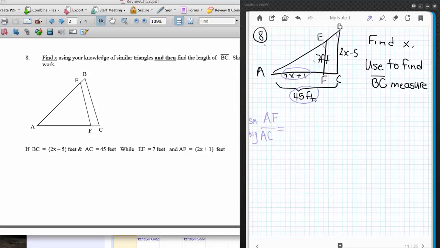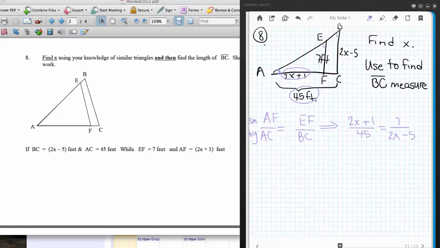Now also, these two sides over here share an angle, so this angle here shows me that these two are proportional. So the small triangle is EF, and the larger triangle is BC. So those are my proportionalities. So this is going to lead to 2x plus 1 over 45 is to 7, the EF, is to 2x minus 5.